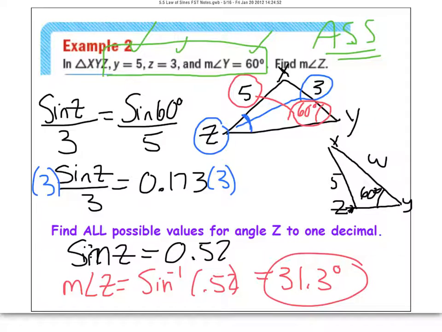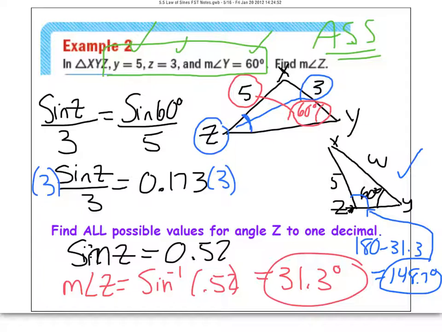Now the way to find it is, what you're going to do is actually take 180 degrees minus your current answer. So if you take 180 minus your answer of 31.3 degrees, you're going to get 148.7 degrees. So the question is, is it possible to even have the second triangle? If you were to put 148 degrees in there, plus you have a 60-degree angle, you've already exceeded your limit for a triangle of 180 degrees.